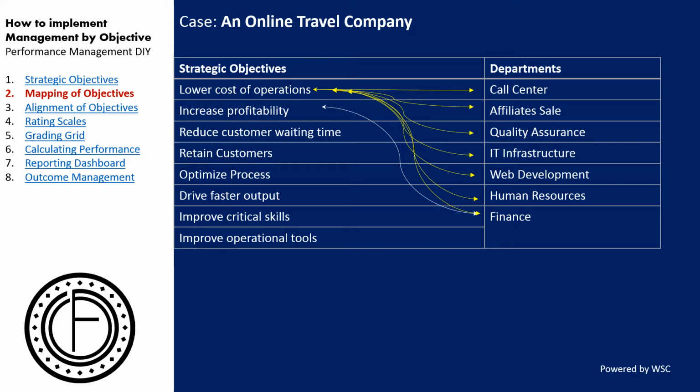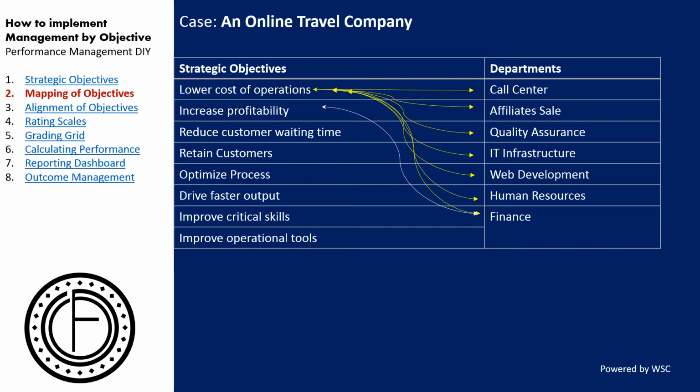If you think of lowering cost of operations, what you get to understand from that statement is that as a business, we want to cut down on our expenses. And in cutting down on expenses, it speaks to virtually all the departments within an organization. So in mapping this strategic objective, you can easily map it to all the departments within the organization. Each of the departments has got a role to play. Now, if you go to increase profitability, there are some departments that you can easily map it to. A good example is to map it to finance, to call center, and to affiliate sales.